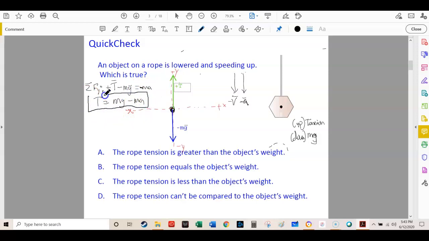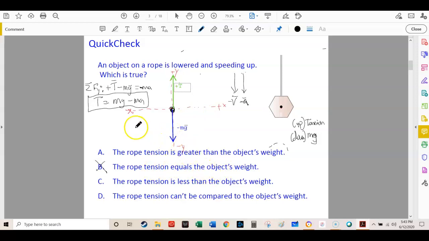So let's take a look at this equation and think about it for a second. If it wasn't accelerating, tension would be equal to mass times gravity. So the rope's tension would be equal to that. But that is not the case. It is accelerating in this case. So the tension of the rope can't be equal to the object's weight.